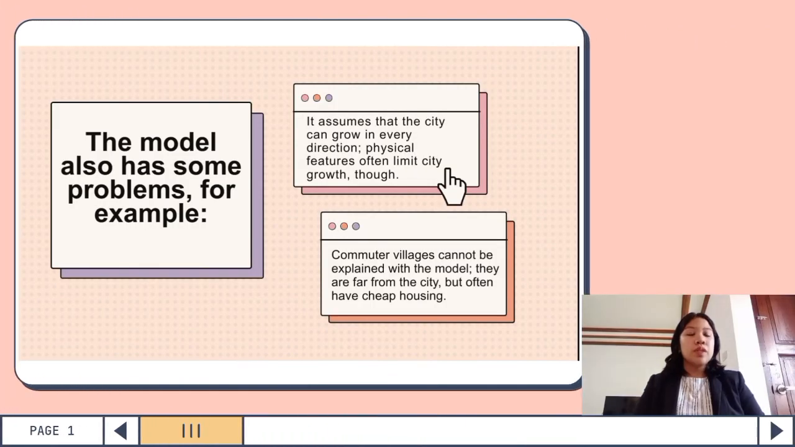The concentric zone model also has some problems. First, it assumes that the city can grow in every direction. Physical features often limit city growth, though. Second, commuter villages cannot be explained with the model. They are far from the city but often have cheap housing.